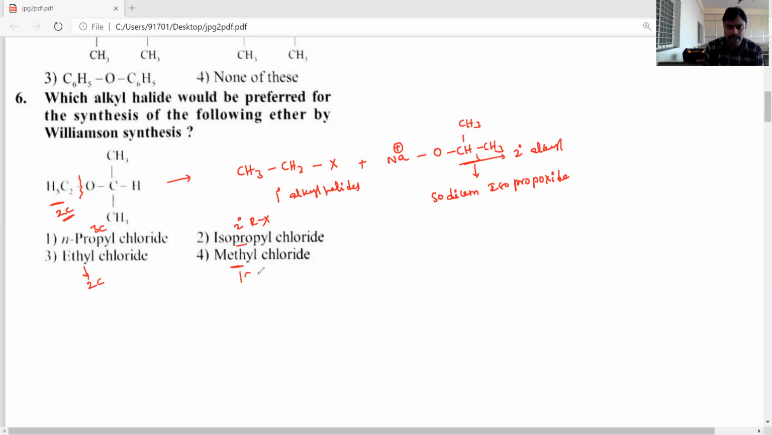And methyl chloride has 1 carbon, a 1-carbon primary alkyl halide. Ethyl chloride is a 2-carbon primary alkyl chloride. That's why your answer is the third option. So the alkyl chloride should be primary. Among the given alkyl halides, which is possible for synthesizing ethyl isopropyl ether by Williamson synthesis? Ethyl chloride is possible. The secondary isopropyl group should be the sodium alkoxide.